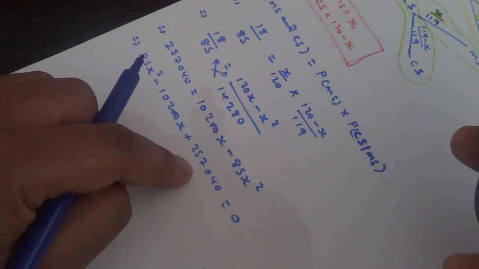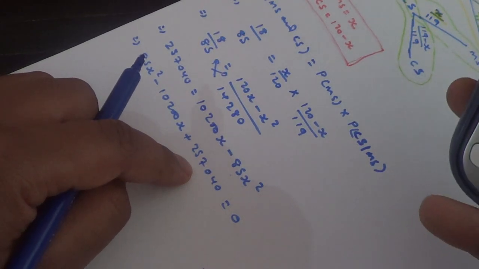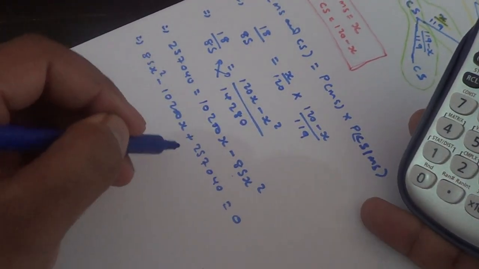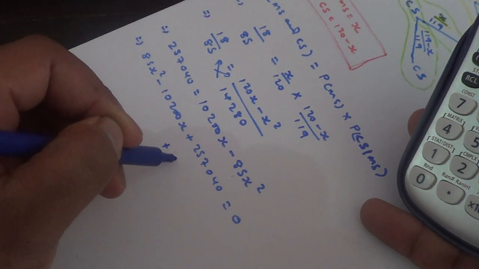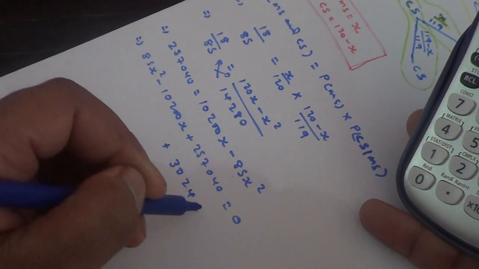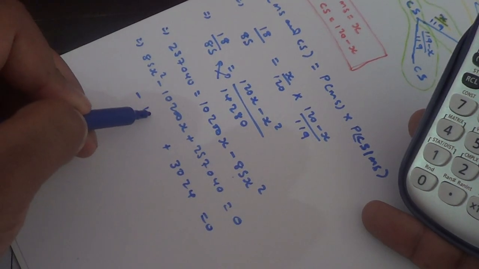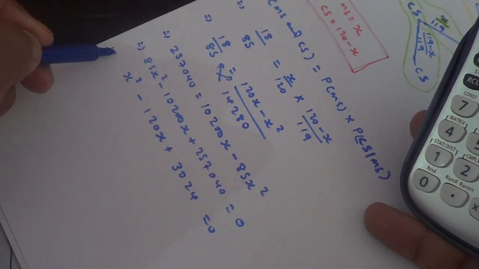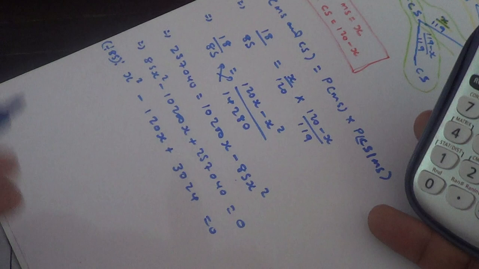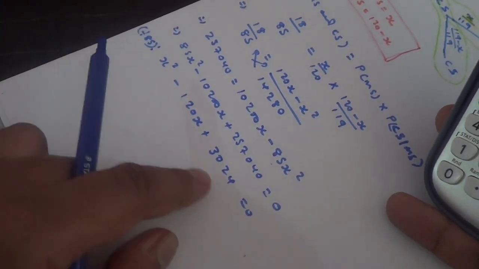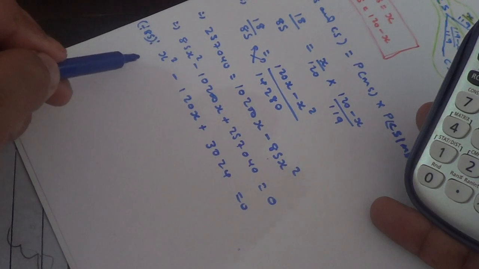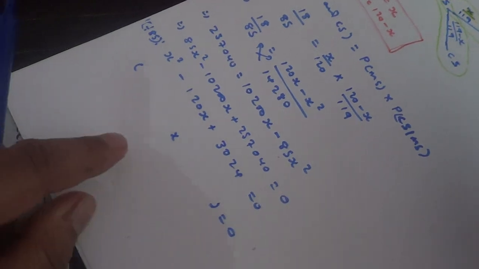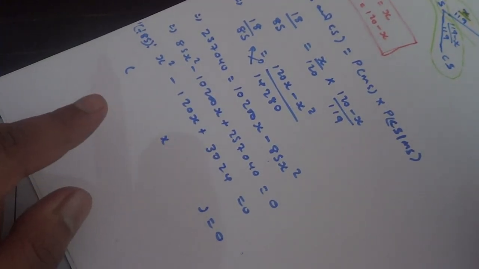257,040 divided by 85, I get 3,024. So I know here that I'm going to have plus 3,024 equals to 0. Here I'm going to have x squared minus 120x. That would be such that we have that quadratic. Now I know I can factorize this thing. Always try, please. Always try, guys. It works sometimes, sometimes it does not, so you never know.